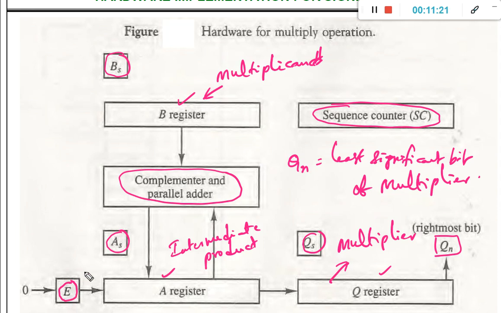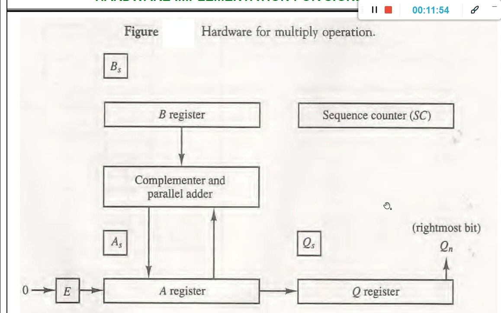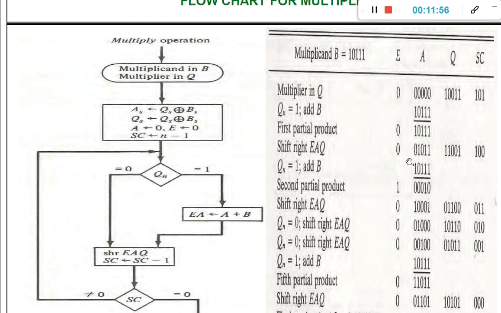Like this the register representation will be there, and finally the result will be stored in both registers, the combination AQ. The final result will be stored in AQ. That is very, very important. So this is the hardware configuration for multiplying two signed magnitude represented numbers. Now let us move on to the procedure, how we are going to perform the multiplication.